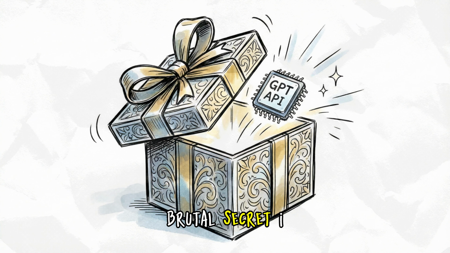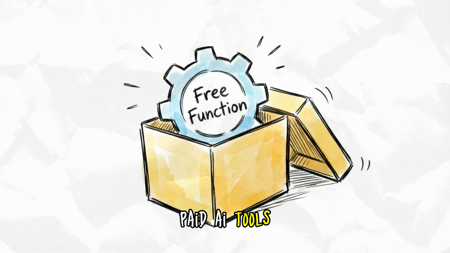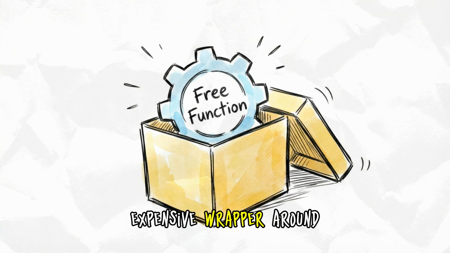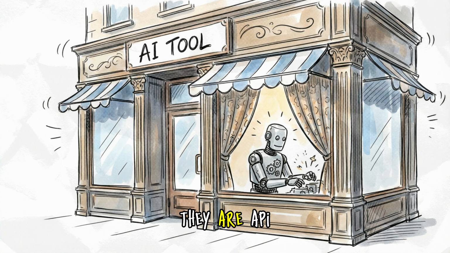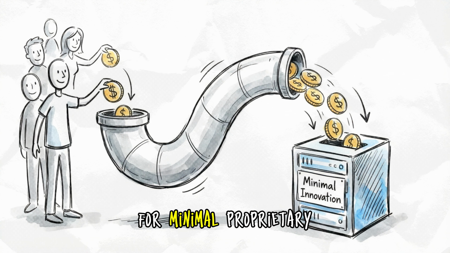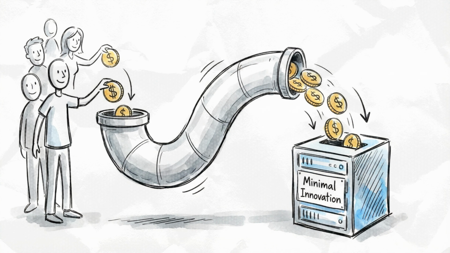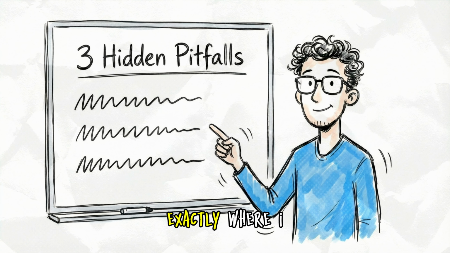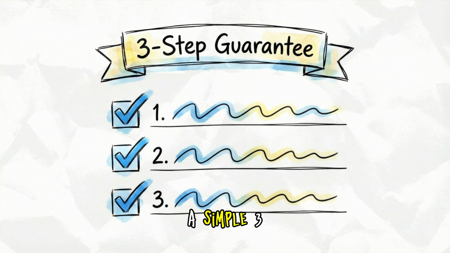The brutal secret I learned? 90% of niche paid AI tools are just a shiny, expensive wrapper around a free function. They are API wrappers, and they are designed to extract maximum cash for minimal proprietary innovation. Today, I'm going to show you exactly where I went wrong, reveal the 3 hidden pitfalls of niche AI subscriptions, and give you a simple 3-step checklist that guarantees you never waste money on a redundant AI tool again.